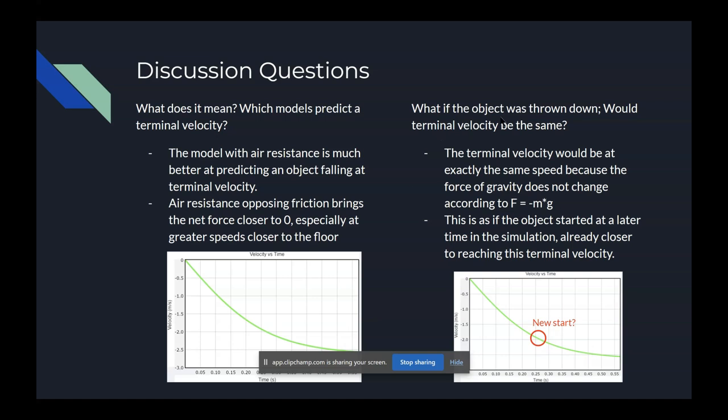So when thrown down, would the terminal velocity be the same? Absolutely. The force of gravity does not change because the mass of the object does not change. Therefore, the terminal velocity would be exactly the same. It would just start essentially later in the simulation. It would look as if it had started here with that extra speed, and then that speed would quickly have an effect on the magnitude of the net force.